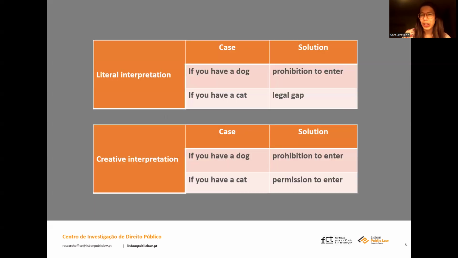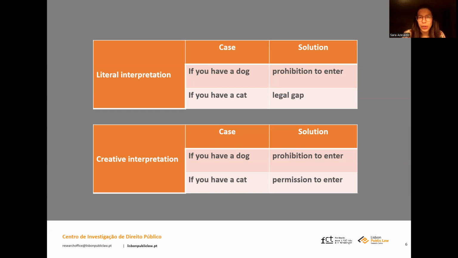Let's unpack these by returning to our example. According to the literal interpretation account, so the one that connects the a contrario argument with literal interpretation, if the law only mentions dogs, then it does not regulate entering a restaurant with a cat. And we have a legal gap. However, according to the creative interpretation account, so the account that connects the a contrario argument with creative interpretation, if the law only mentions dogs, then entering with a cat is permitted. This is the implicit norm that has been extracted.